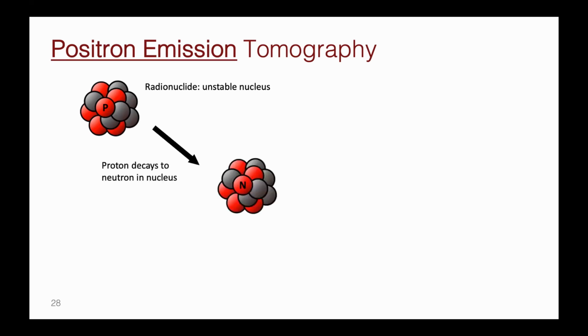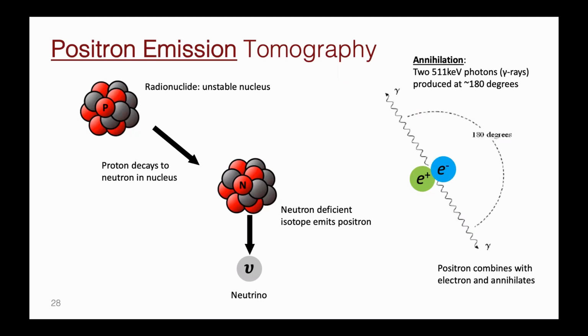And then a proton in such a nucleus decays into a neutron. And since this is an unstable neutron, it further becomes a neutrino and a positron. And now the positron travels outside the nucleus until it meets a normal electron to annihilate. And the result of this annihilation is two photons in about opposite directions.